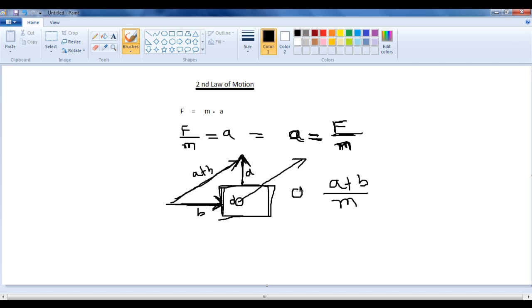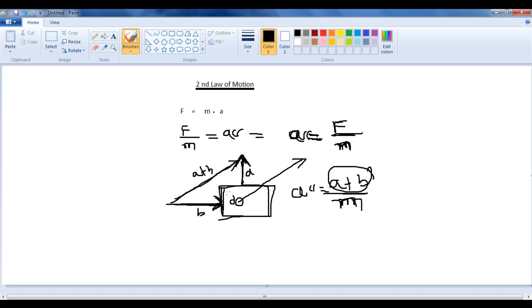So this is going to be the acceleration. I can say ACC, let us take acceleration. Acceleration is equal to some force divided by the mass. So how do we implement this in our code?